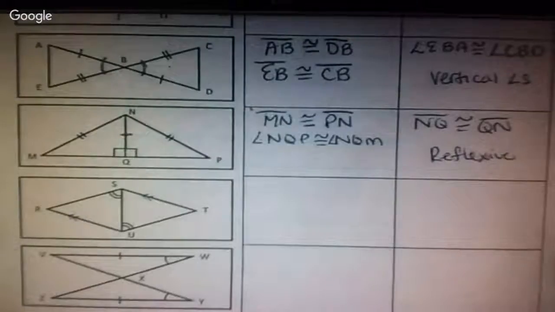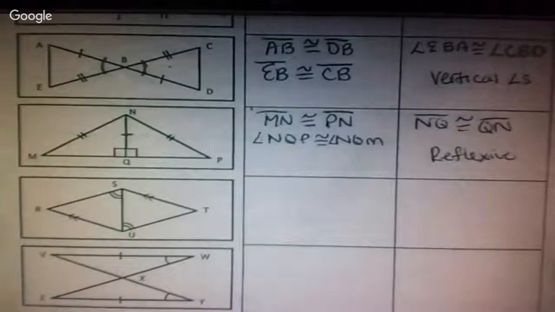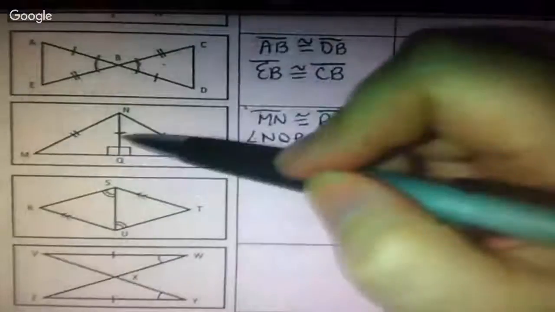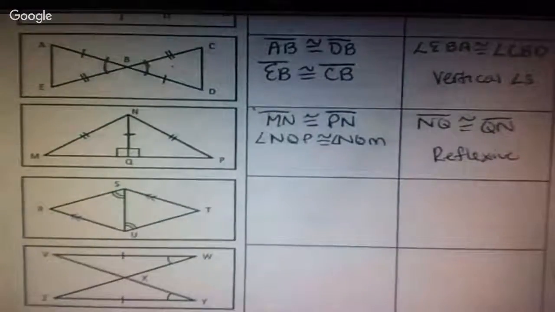So then what postulate would you use to say that these triangles are congruent now that you have three pieces? SSA doesn't work. What does that spell backwards? SAS is not going to work either because the angle is not in the middle. HL. These are right triangles. Your hypotenuses are congruent, and this leg here is congruent. So this is hypotenuse leg.